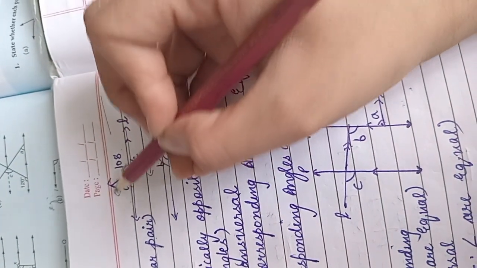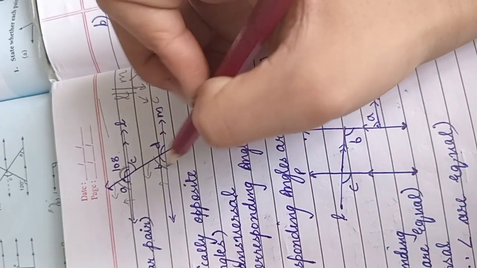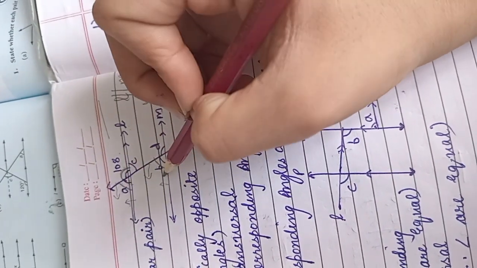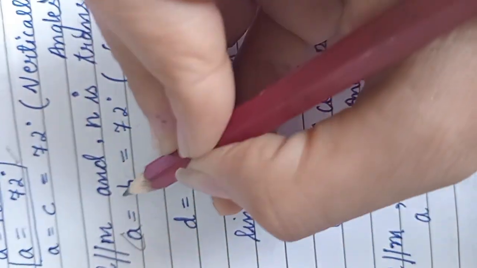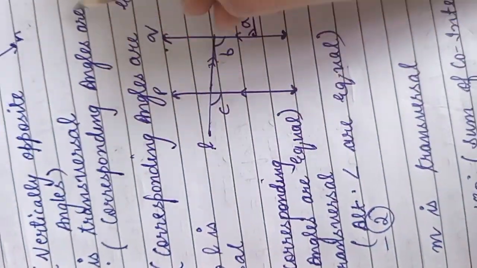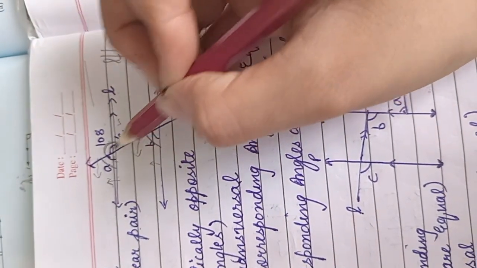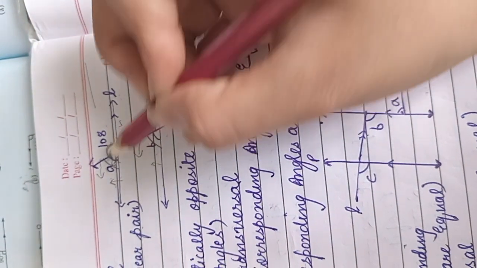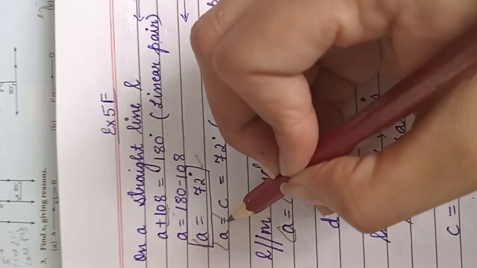If they are on the same side of the transversal and above the parallel line, so they are exactly the same, left of the transversal, above the parallel line, so they will form corresponding angles. Angle A is equal to angle B equals 72 degrees. Why? Corresponding angles are equal. Okay. After A, B, we have to find C. Then see, A and C are vertically opposite angles. We will write angle A equals angle C, 72 degrees.